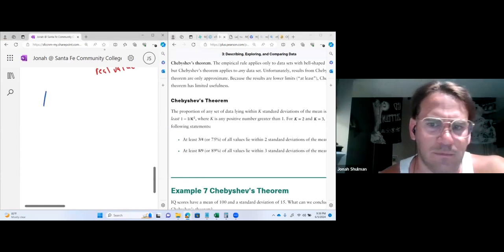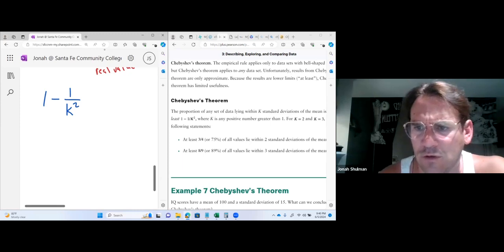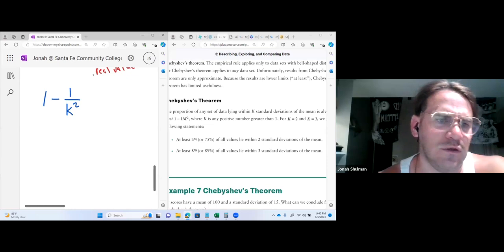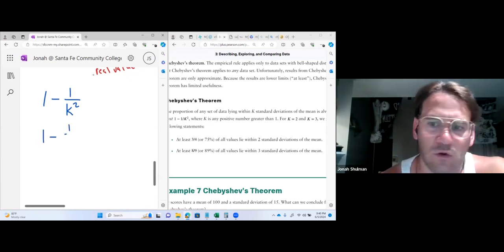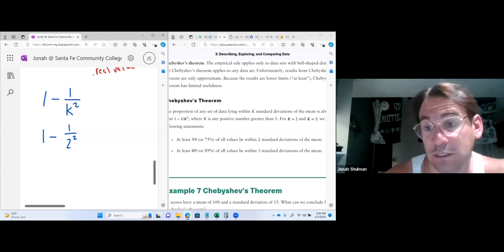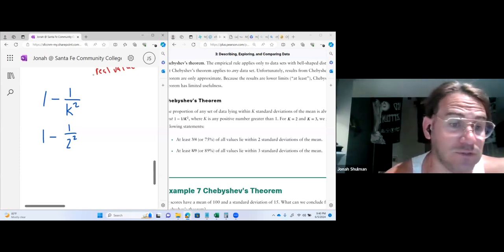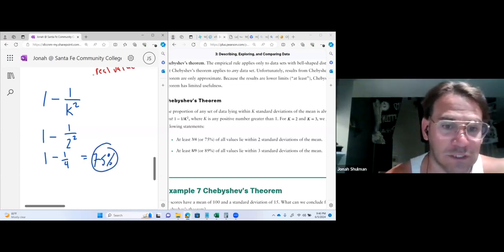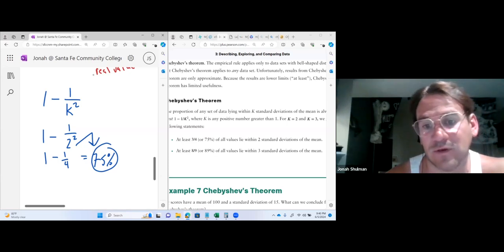So we have 1 minus 1 over k squared. So for 2 or 3, we get the constant. So let's try 2. So 1 minus 1 over 2 squared, right? First thing they're saying for k is 2, and k is the amount of standard deviation. So let's figure it out. 1 minus 1 over 4. What is 1 minus 1/4? 75%. So what does this mean? Pretty interesting. So for 2 standard deviations away, we've got 75% of our data.